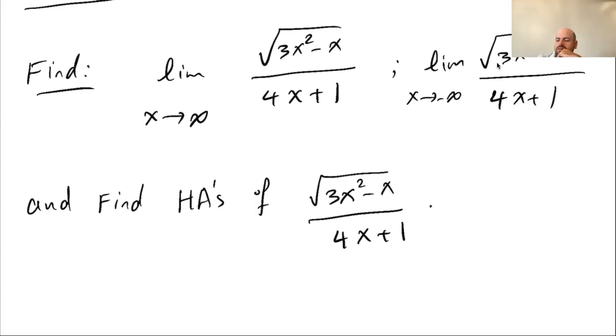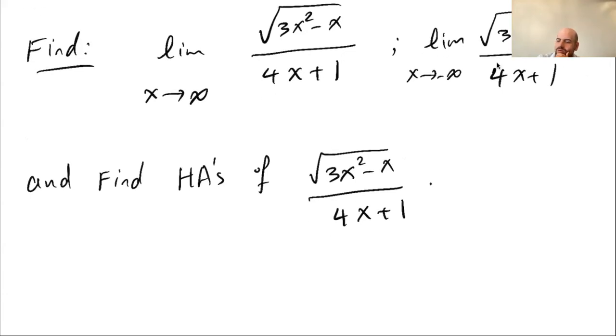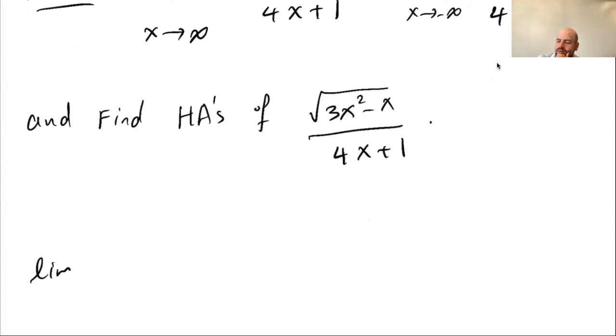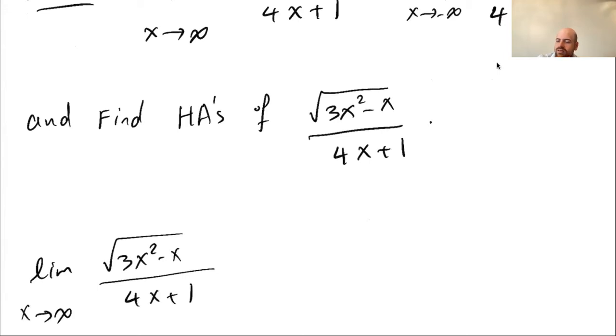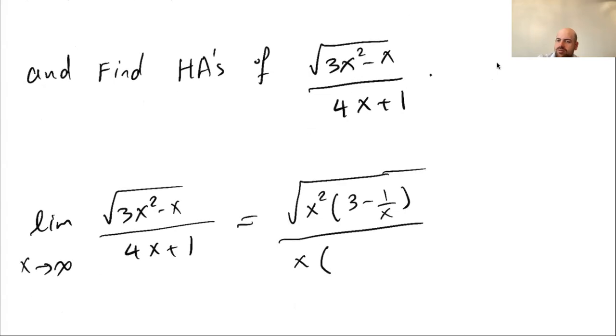Okay, so now for the first limit, how can we calculate it? We have to factorize our highest power of x out. So what are we going to have? Limit root 3x squared minus x divided by 4x plus 1, x goes to infinity. So this one, we can take x squared out, then 3 minus 1 over x will be left. And here we can take x out. In the bottom, the highest power of x is x, so x out, and 4 plus 1 over x is left. And then we calculate this limit.